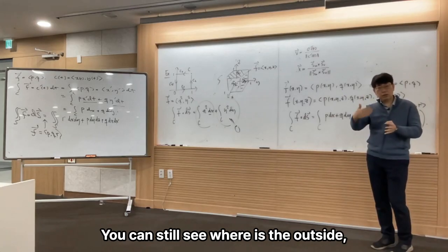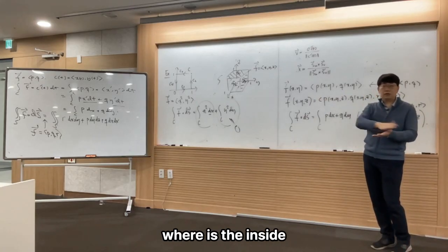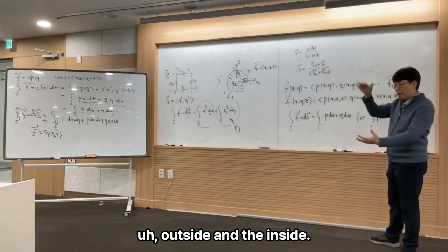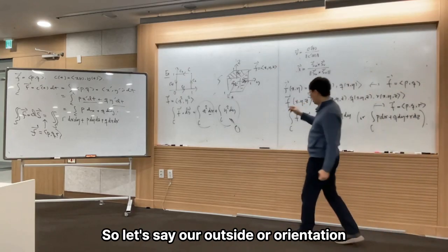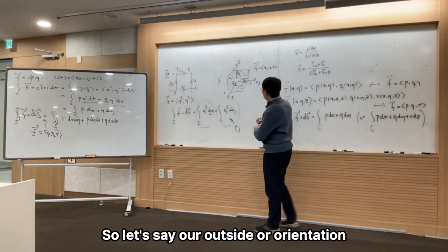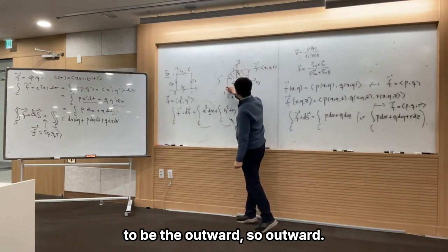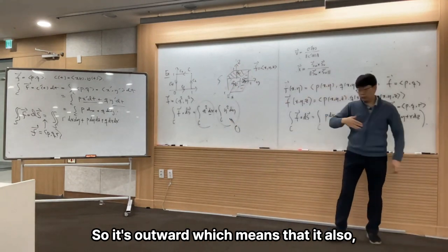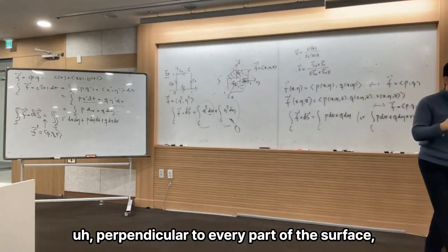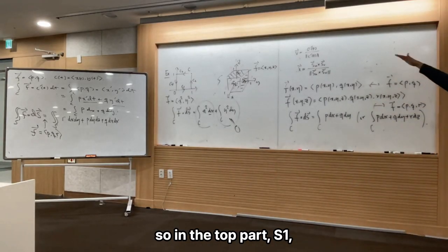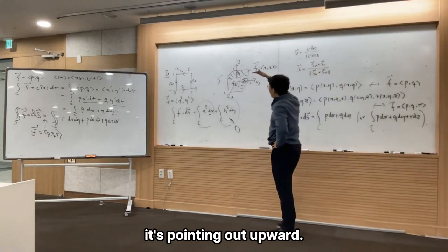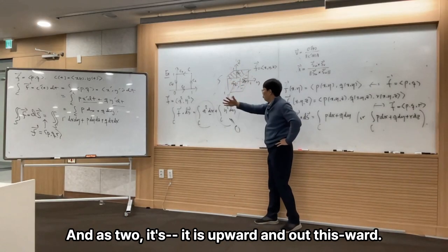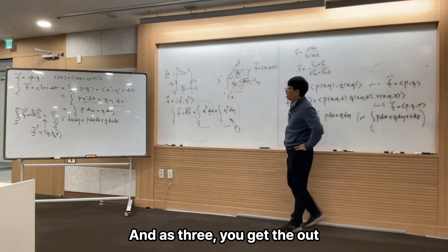You can still see where the outside is and where the inside is, because you can separate the space into outside and inside. So let's say our orientation is the outward. Outward means that it is also perpendicular to every part of the surface. So in the top part, S1, it's pointing upward, and S2 is pointing outward, and S3 gets the outward rightward direction here.